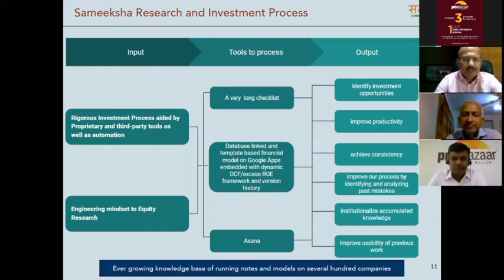Now, what all of this does is that, one, it helps us identify investment opportunities for sure, but also helps us improve our productivity and achieve consistency. It is easier to bring any new member to the team and bring them up to speed and make sure that they are working in the same direction as we are, and institutionalize our knowledge. As time goes, our database of knowledge of companies in terms of past history, our conversations with the management, and our financial models continues to grow, and that becomes very, very useful when investing.